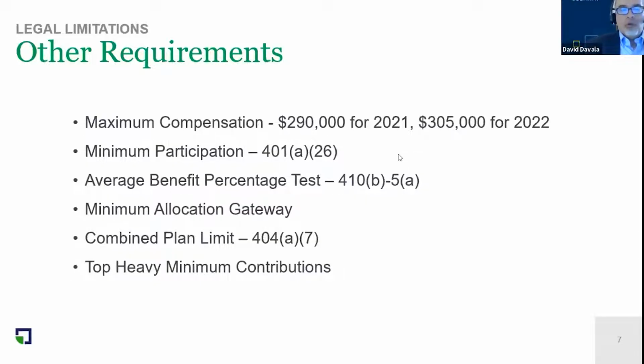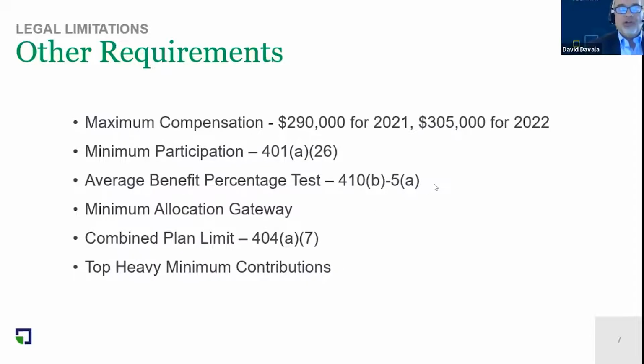Okay, another requirement on a DB plan is minimum participation. This is defined under section 401(a)(26). This is for defined benefit plans. Simply put, you have to make sure there's enough people participating in the plan. It's like 40%, or if you have two participants, both have to participate. And by participating, they have to have a minimum benefit accrual.